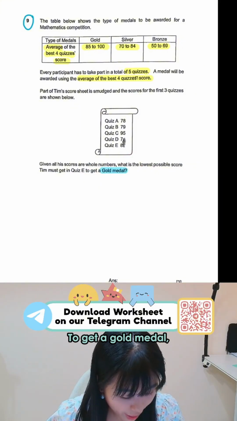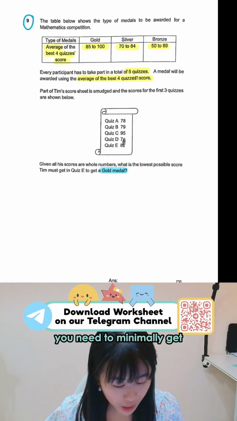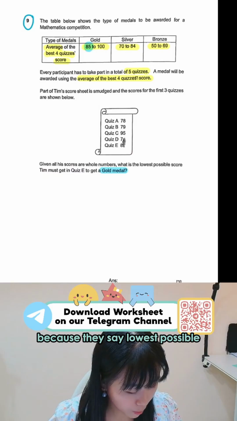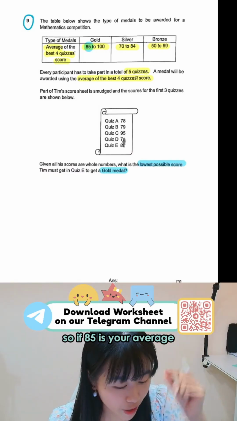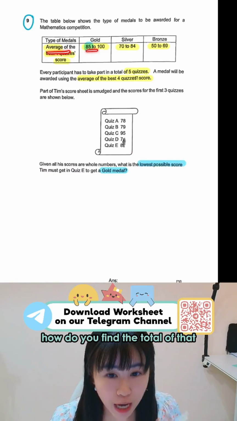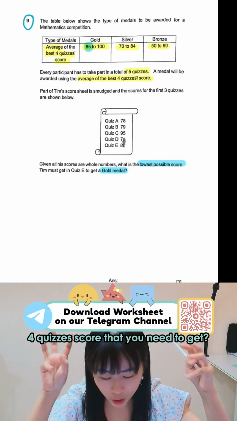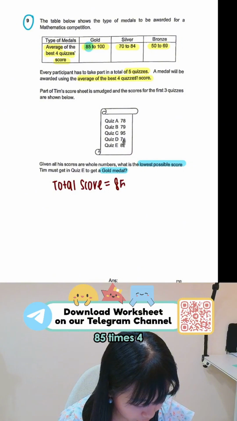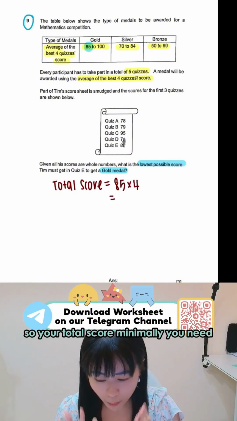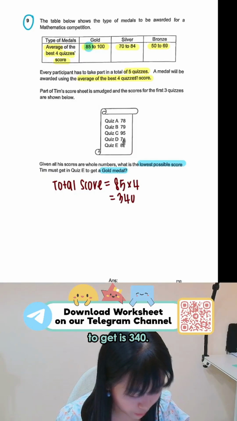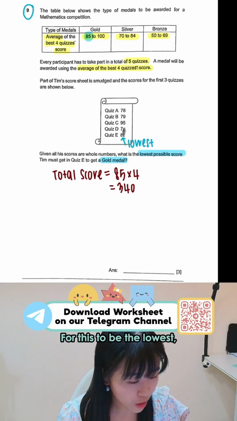To get a gold medal, you need to minimally get how many marks? 85, right? Okay, why minimally? Because they say lowest possible. So if 85 is your average, how do you find the total of those 4 quiz scores that you need to get? 85 times 4. So your total score minimally you need to get is 340.